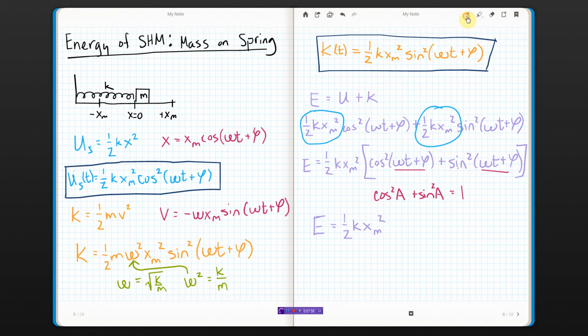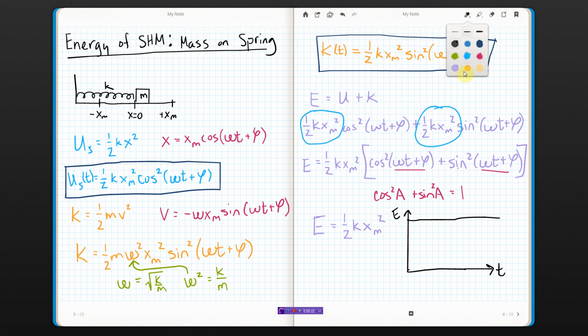If you were to draw a graph of this, because graphs are cool, just like bow ties. Okay, let's see. Oh, sorry, my graph's a little funky. Here's my time. This is energy. Okay, the total energy remains constant, while the kinetic and potential just kind of oscillate back and forth on a cosine squared function and a sine squared function.